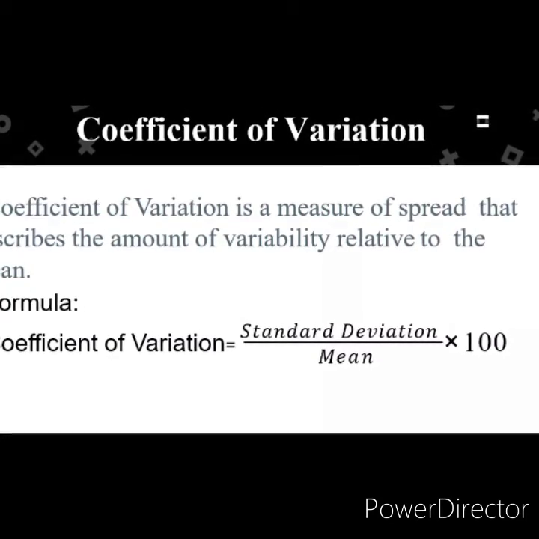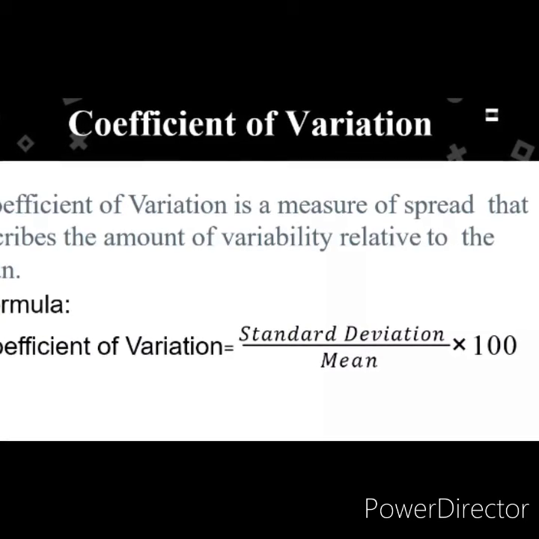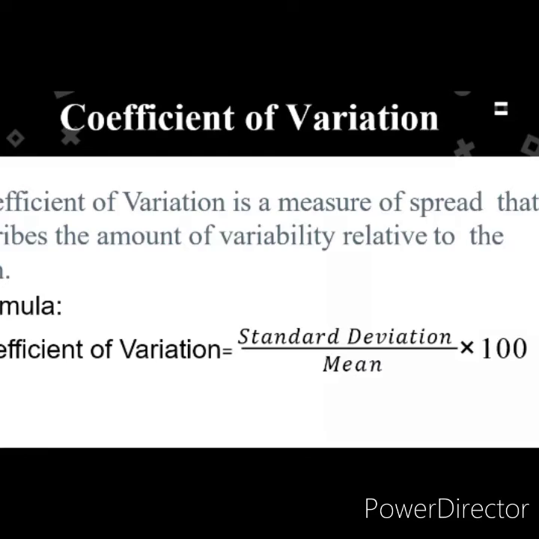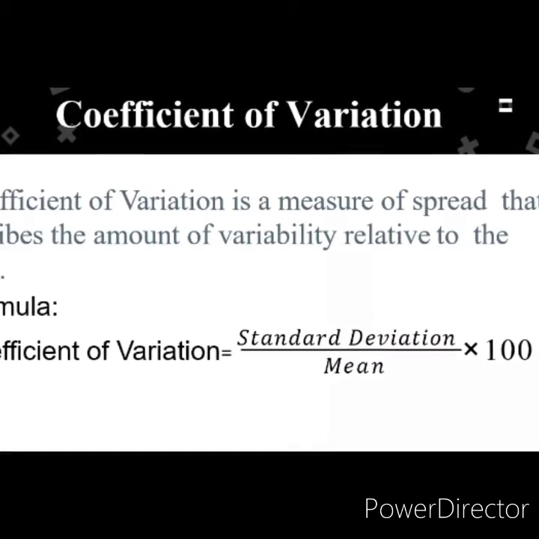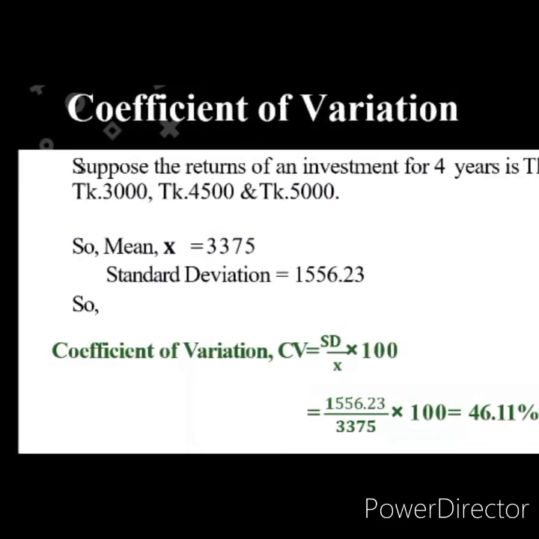So for the last type of relative dispersion, we have the coefficient of variation. So what is coefficient of variation? It is a measure of spread that describes the amount of variability relative to the mean. So for its formula, we have coefficient of variation is equal to standard deviation over mean times 100.